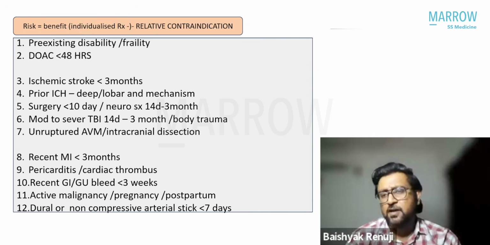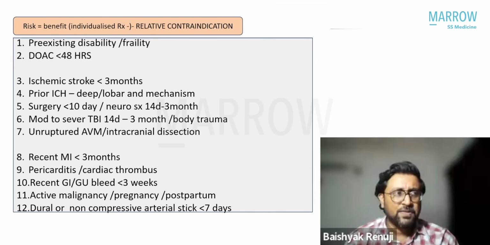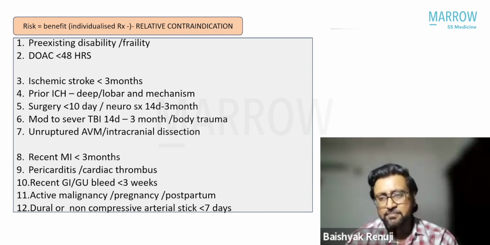Previously, an aneurysm of more than 10 millimeters was considered a contraindication. I remember I used to measure the aneurysm size when I was a PG, but right now there is no need to measure because it is not an absolute contraindication. Again, relative. We have to consider a lot of things.